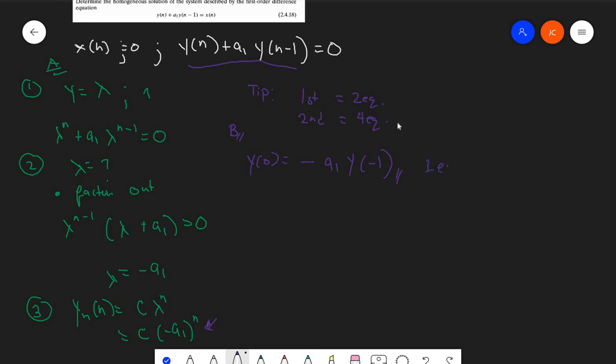We have to prepare another equation. This would be this one. So another equation would be y h of 0 is equal to c times negative a1 raised to 0, and anything raised to 0 is just 1, so c. So this is our second equation.